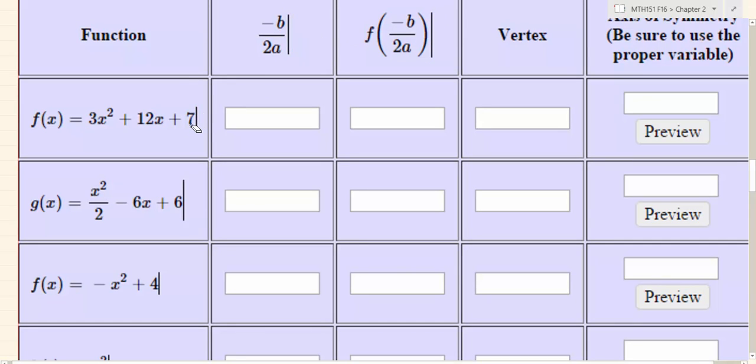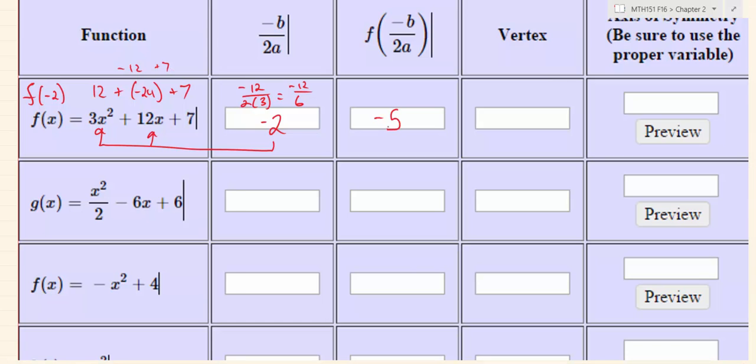So take a look at the first one. 3x squared plus 12x plus 7. The first thing you have to find out is what is the opposite of b over 2a. It's going to be negative 12 over 2 times 3, which is negative 2. So that's the x-coordinate of the vertex. You take this negative 2 and you plug it in here, and that will give you the y-coordinate. So you're finding f of negative 2. That's negative 12 plus 7, which is what? Negative 5. So opposite of b over 2a, that's your x-coordinate. f of the opposite of b over 2a, that's your y-coordinate. So what are the coordinates of the vertex? Negative 2, negative 5.